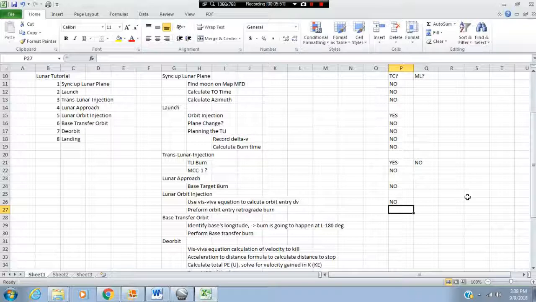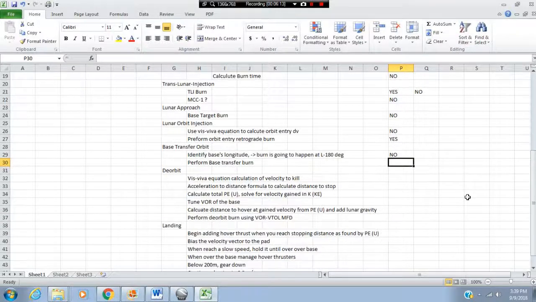The next thing is to perform your orbit entry retrograde burn. This is time critical because it needs to be done at a specific point. You can't do it at any other point. Then you get into orbit, and just like the Earth before, you're pretty stable. So identifying the base is not time critical. And then we're going to talk about doing the base transfer burn. The base transfer burn is not time critical because you can do it as many times as you need to. It's not a terminal burn, therefore using the vis-viva equation is not time critical.